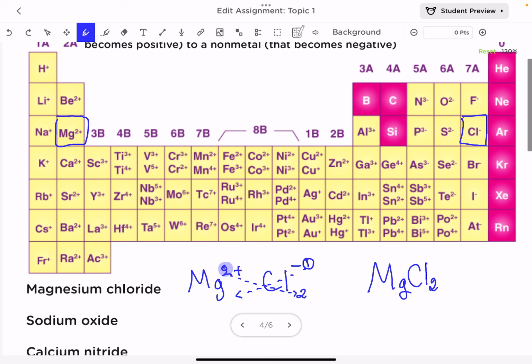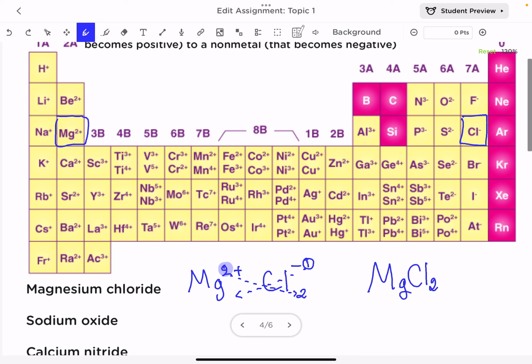Now why do we do this? Because when we look at the ions in this compound, we have a 2+, and 1 Cl- is not enough to neutralize the 2+. So we need 2 Cl in order to neutralize the 2+. So we follow the X rule. I'm going to give another example.